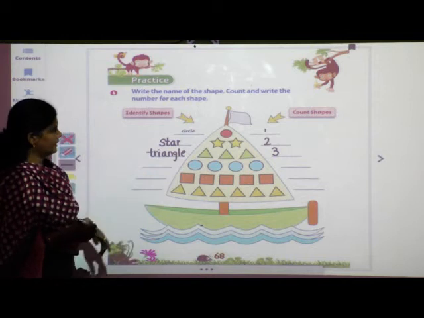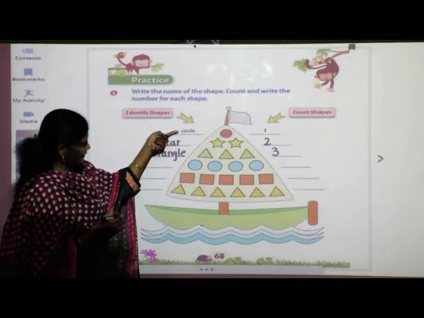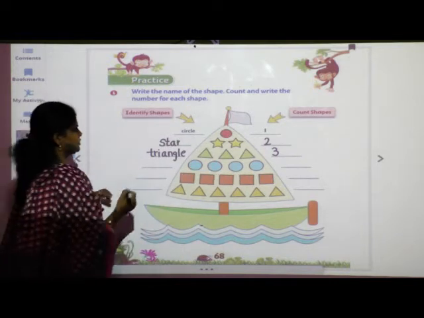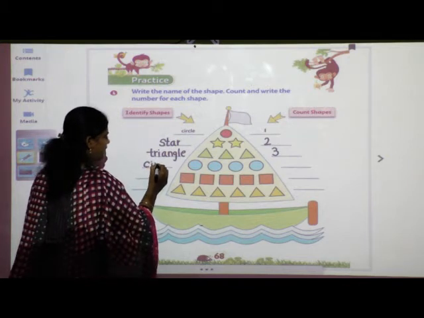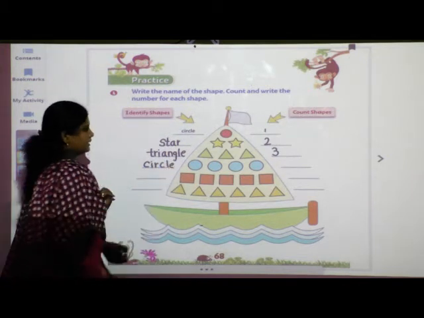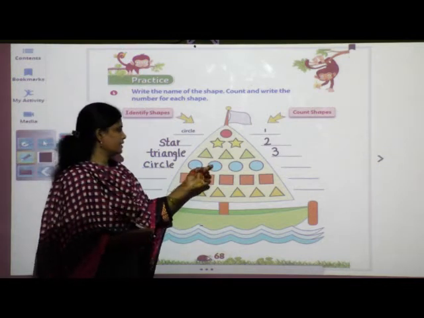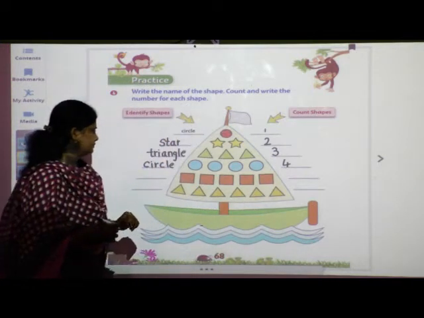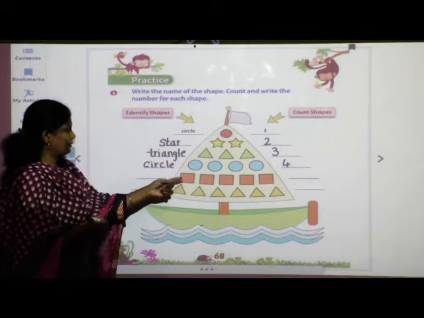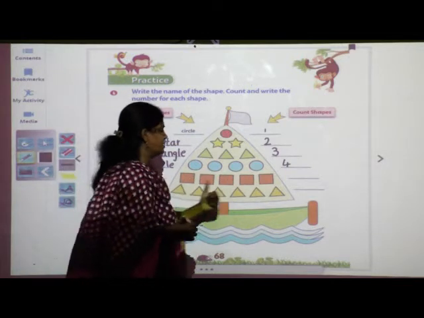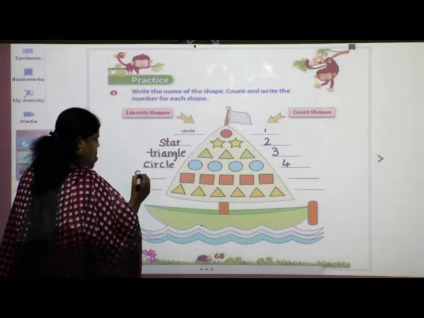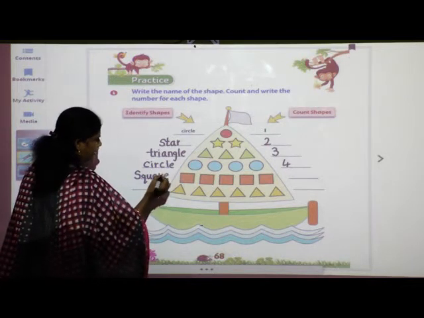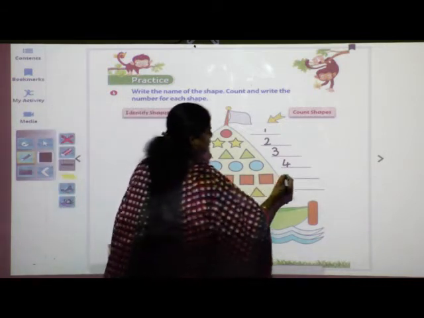Now next, see, here also they have written circle, and here also the shapes are the same circle. So we will write C-I-R-C-L-E, circle. How many circles are there? 1, 2, 3, 4. 4. The next now, square. 1, 2, 3, 4, 5. So first we will write here the spelling of square. S-Q-U-A-R-E, square. And here the number of squares, 5.